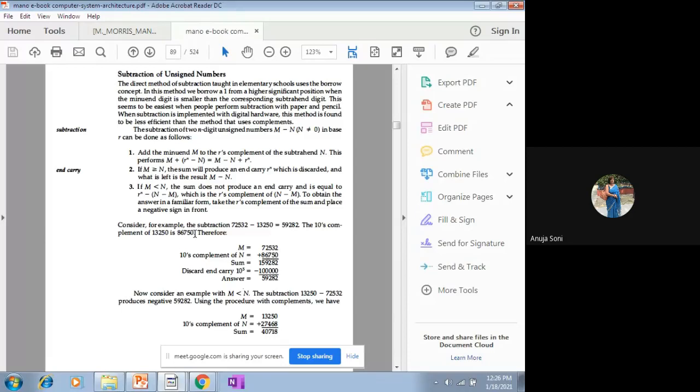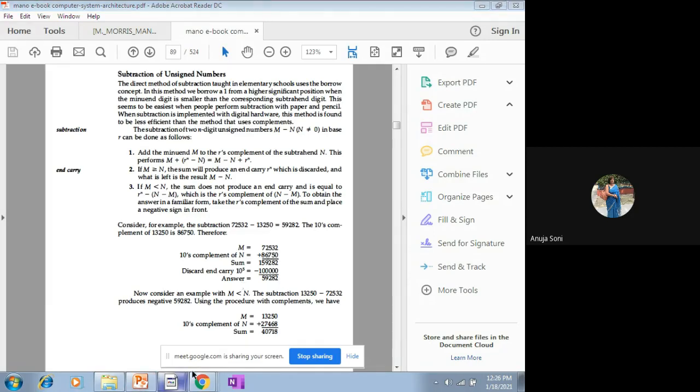It will be 86750. Once you have taken the tens complement, you have to add the tens complement of this number to the given value of m. So simply you have to do simple addition. After doing the addition, you get the sum 159282, and the extreme leftmost bit, this one, will work as your end carry. You have to discard this end carry, and the remaining value 59282 will be your final answer.